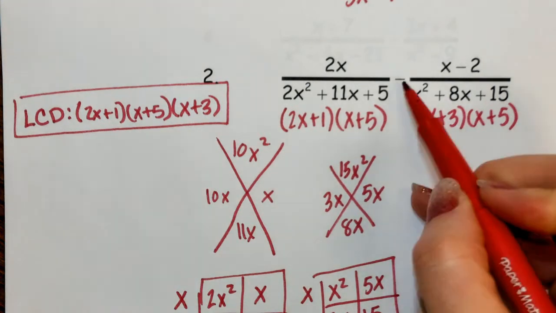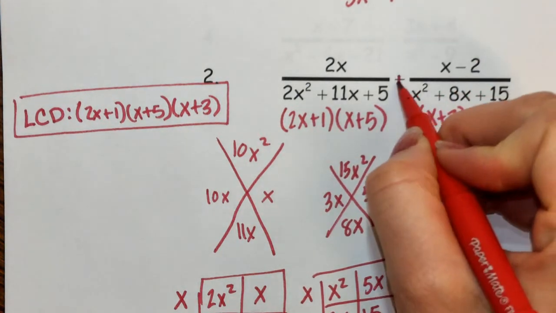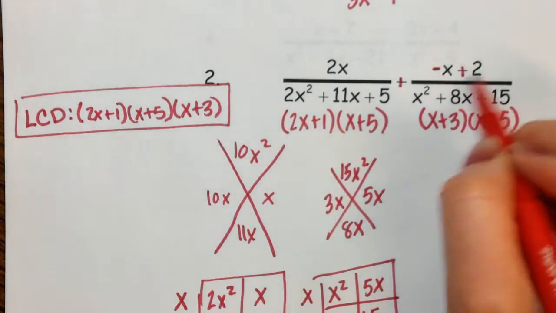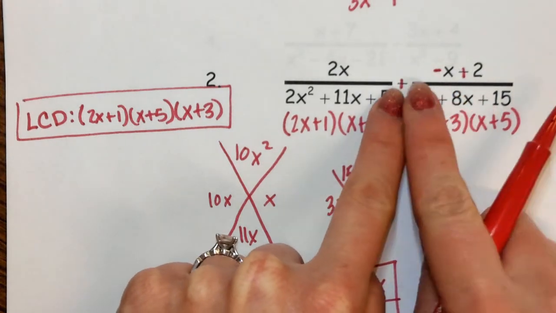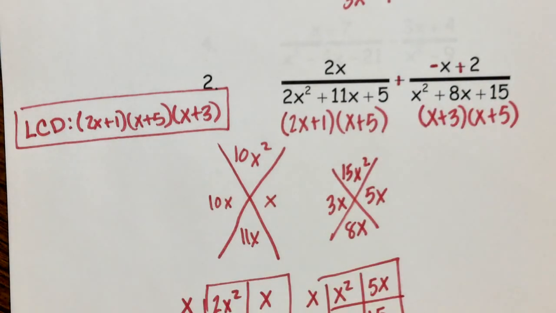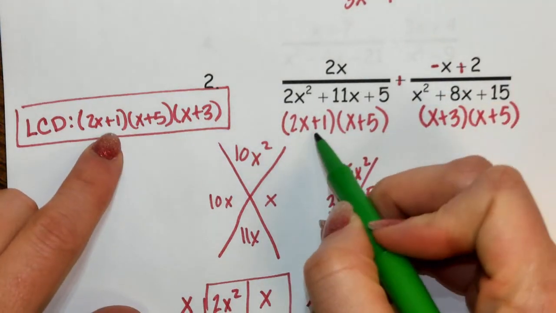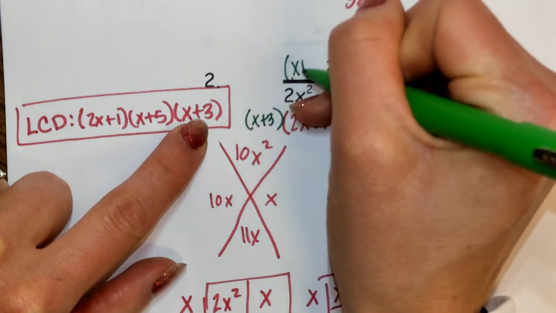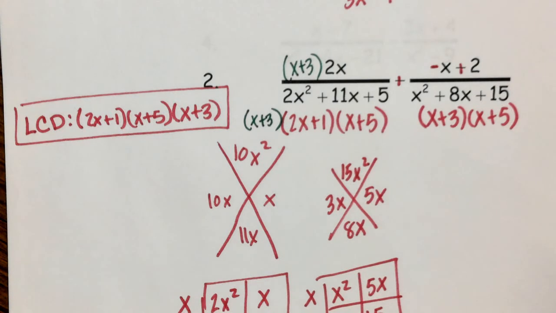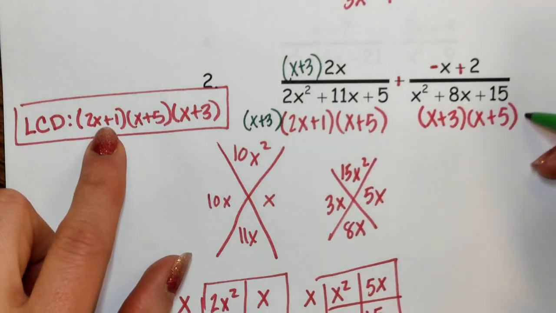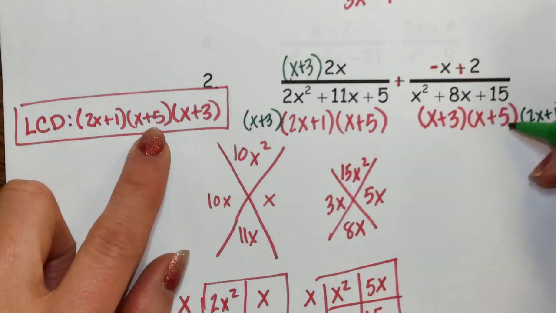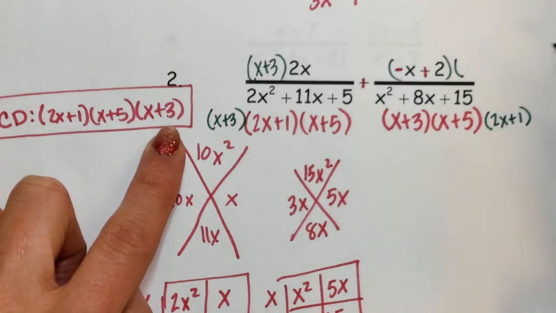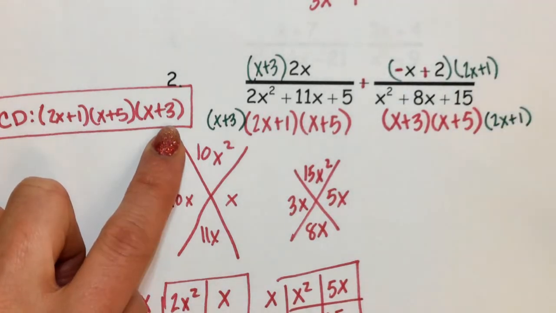Another thing I want to do is, do you see that there's a subtraction sign? So you're going to change that to a plus, and then change all the signs of that second fraction. So whatever fraction is right in front of that, that's where I change the sign. Now I have this one, but I need an x plus 3. So you're going to multiply the top and bottom by x plus 3. Here I don't have a 2x plus 1, but I have x plus 5 and I have an x plus 3. So 2x plus 1 goes on the top and bottom.